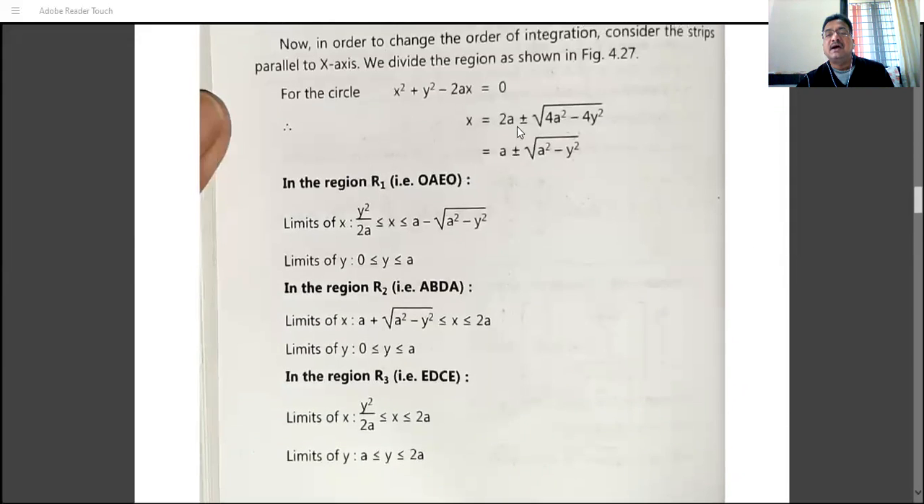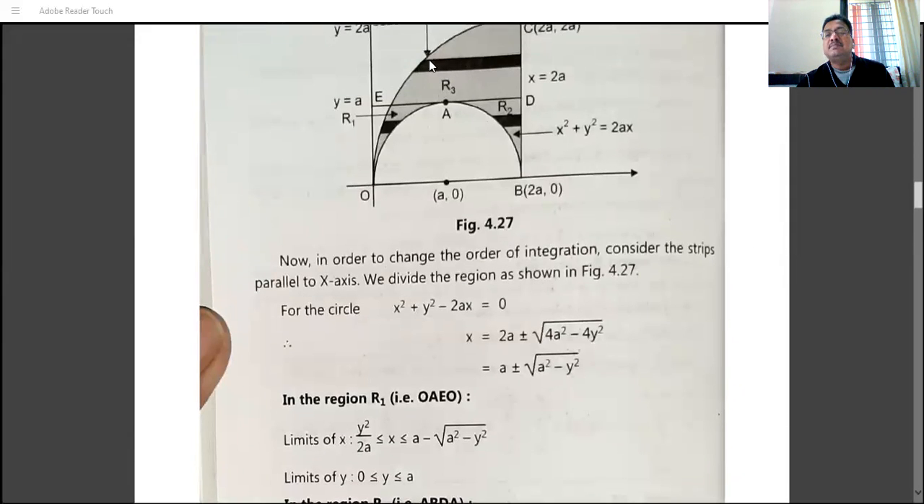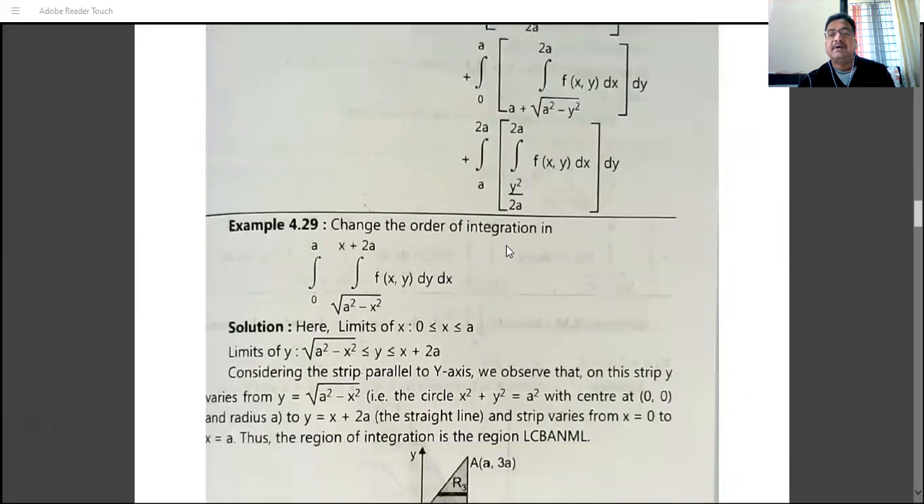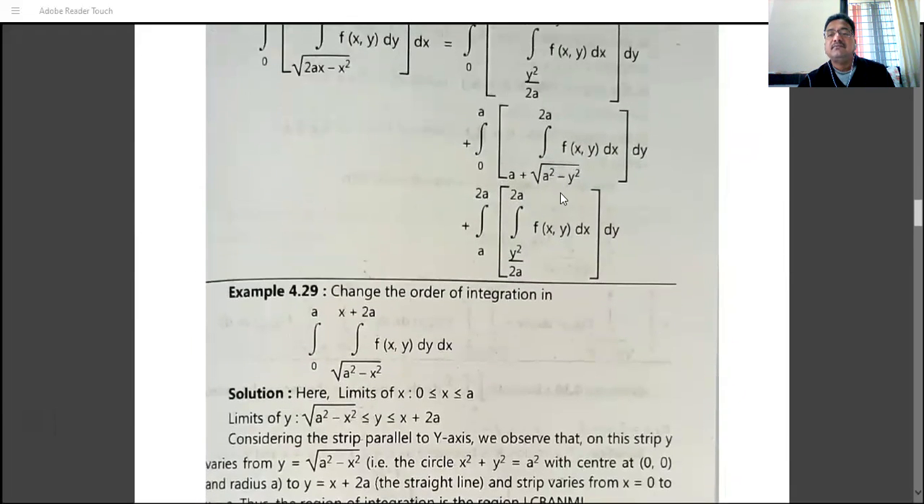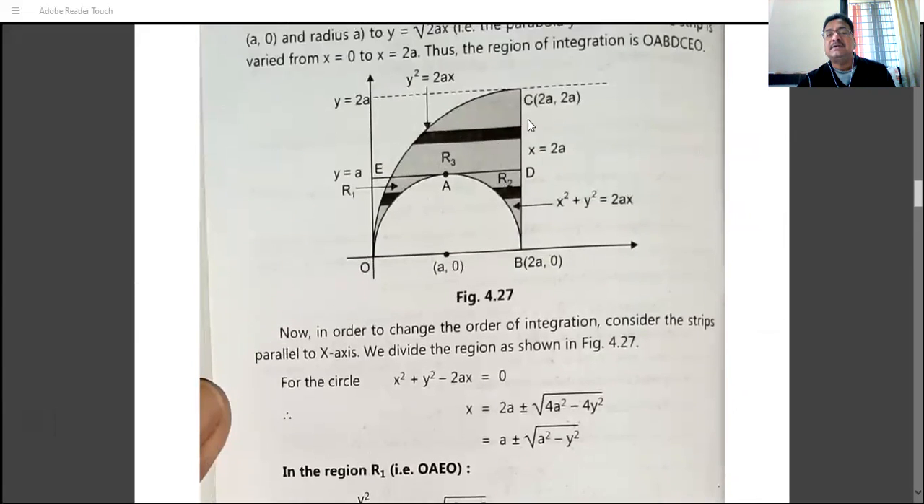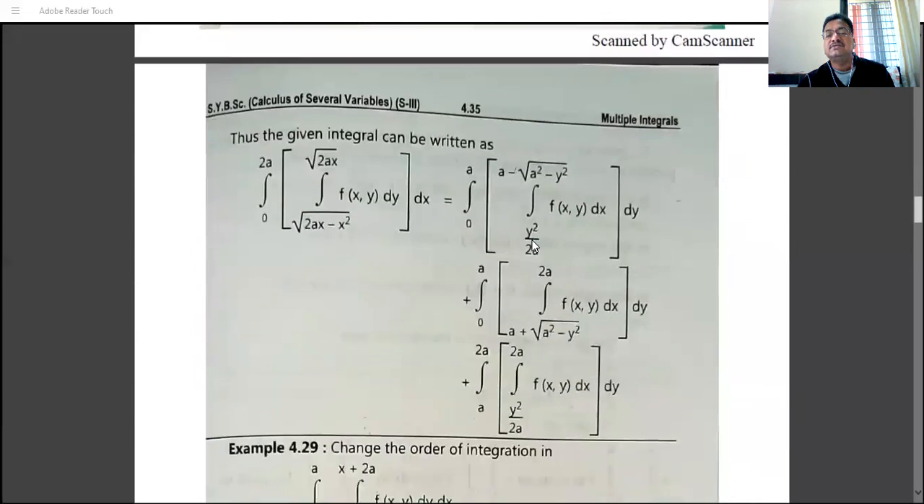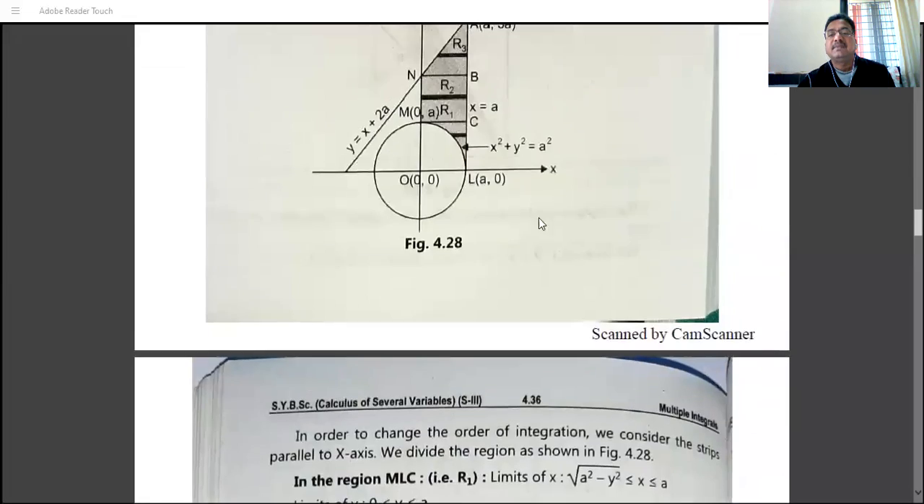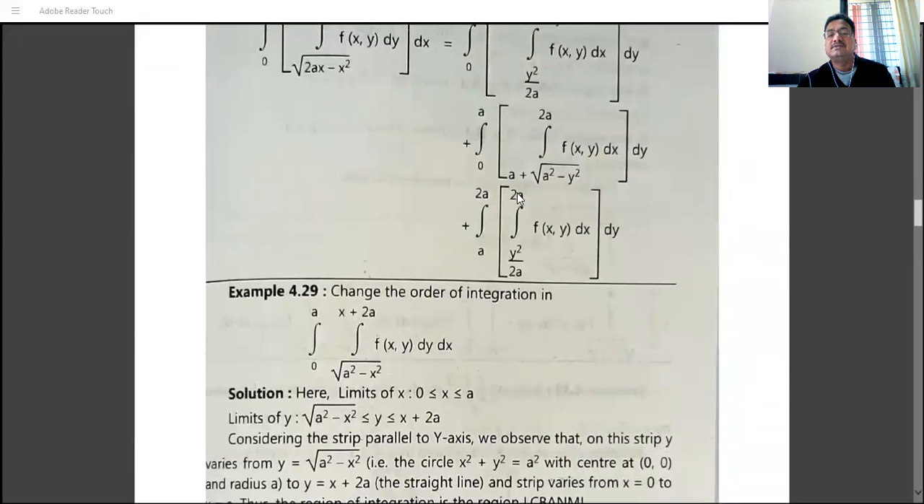And then in region R3, draw a strip parallel to the x-axis. One end touches the parabola y square is equal to 2ax, so its value of x is y square by 2a. So y square by 2a is the lower limit. Another end of the strip touches the line x is equal to 2a. So x is equal to 2a is the upper limit.